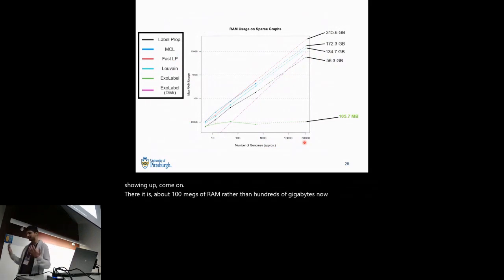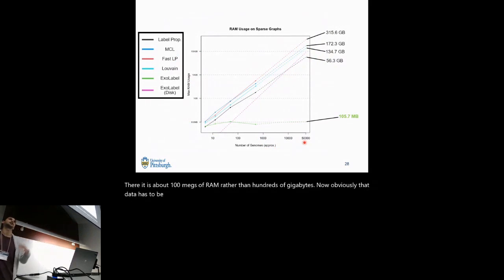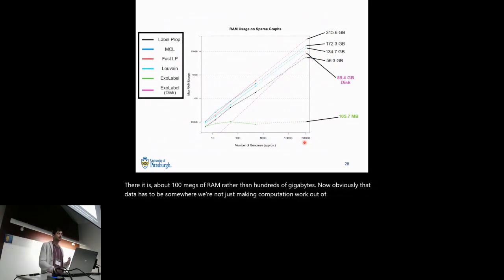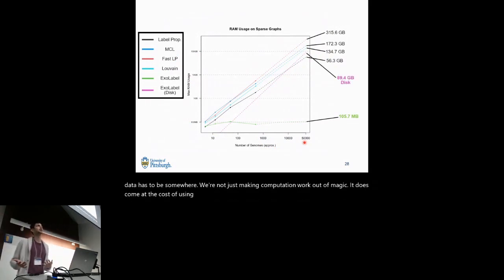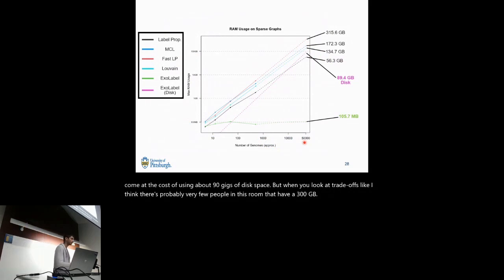Now, obviously, that data has to be somewhere. We're not just making computation work out of magic. It does come at the cost of using about 90 gigs of disk space. But when you look at trade-offs, I think there's probably very few people in this room that have a 300 gigabyte RAM computer.